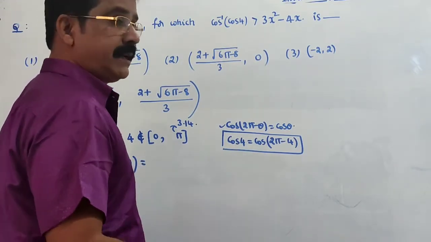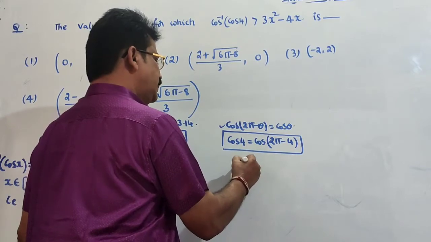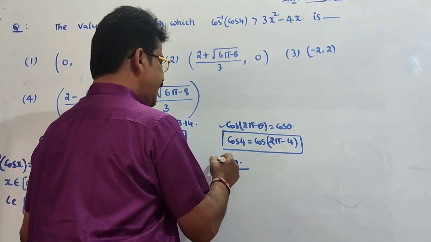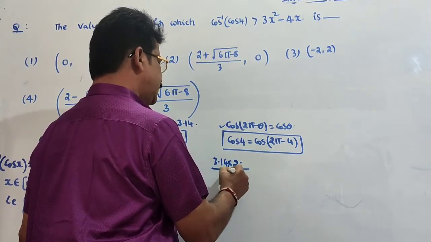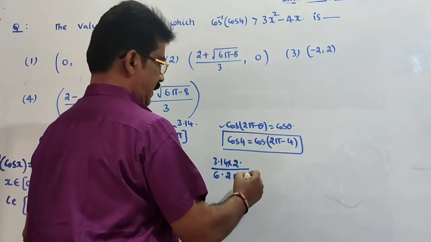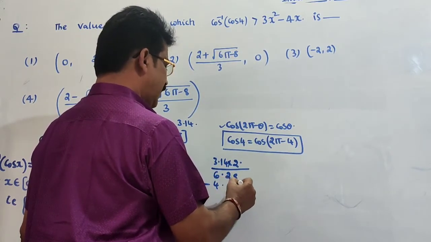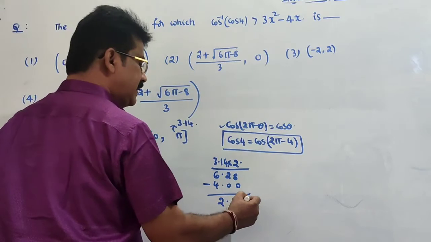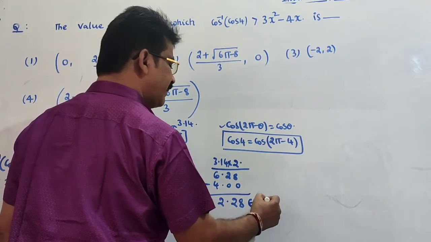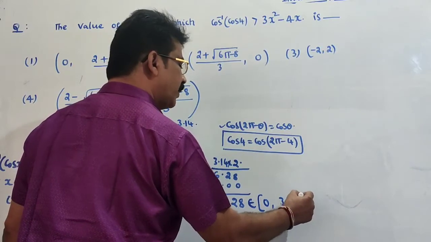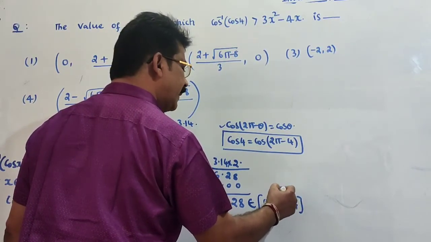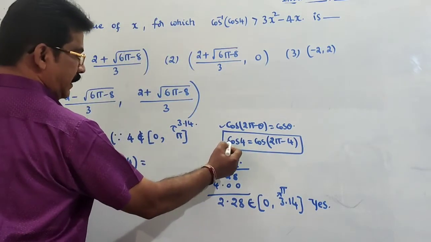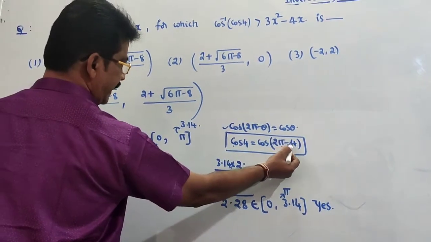Next, another test. 2 pi means 2 into 3.14, which is 6.28. Minus 4 means 2.28. I am asking one question: does it belong to the closed interval of 0 comma 3.14, that is pi? Yes. Therefore we can write cos 4 equal to cos of 2 pi minus 4, first step.